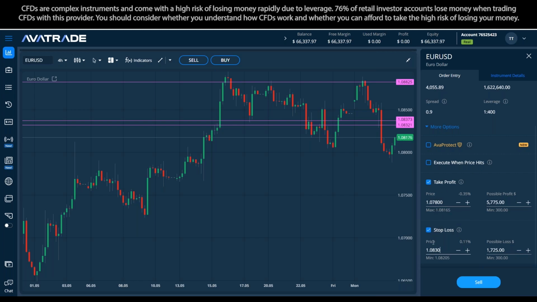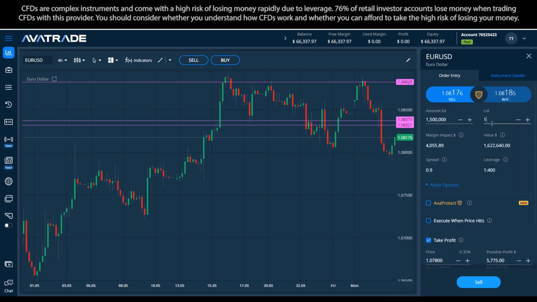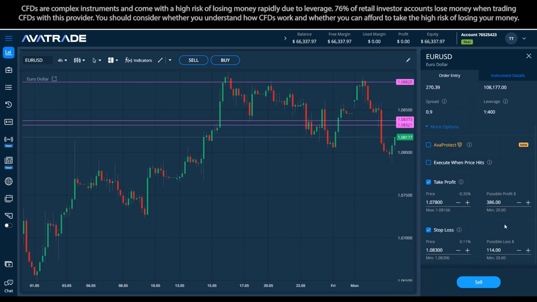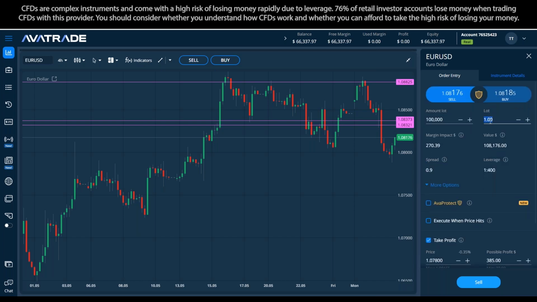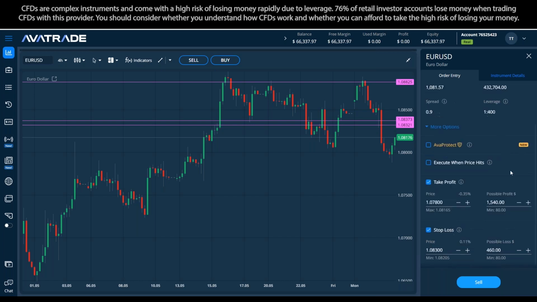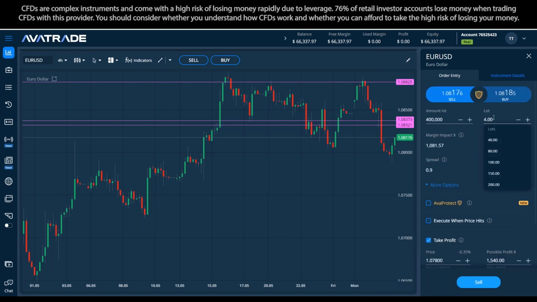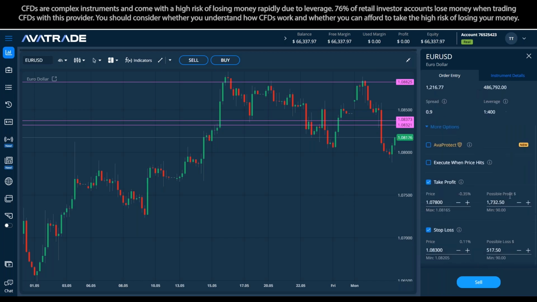Now that I have those prices set up, I need to adjust my trade size so the potential profit and potential loss is where I'm comfortable. So I can change this to one lot, and now I'm only risking 114. Maybe I want to risk 500 or whatever the case may be. So if I put 4 lots, now I'm risking 460. I can just gradually adjust this until I get to the amount that I think is right. So 522, 517, it's moving because the market is moving. But if I'm comfortable with this risk and reward setup, possible profit over 1,700, risk around 5 something, less than 1% of my balance, then I can go ahead and sell.